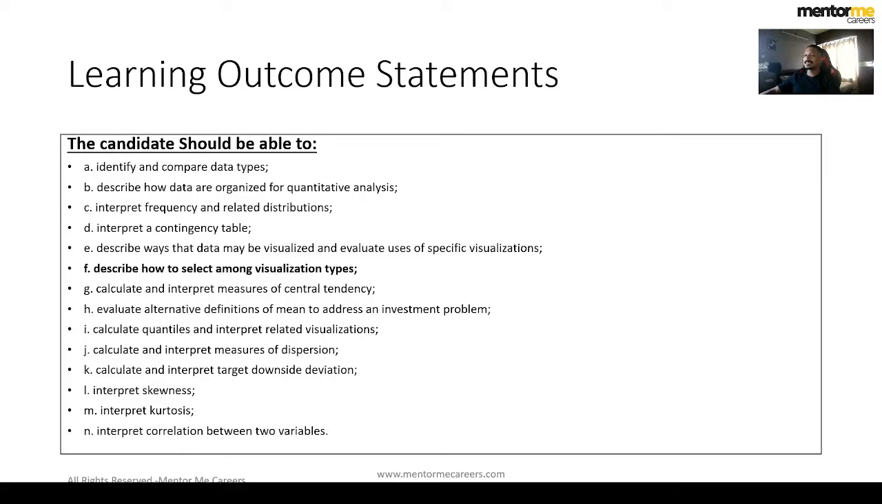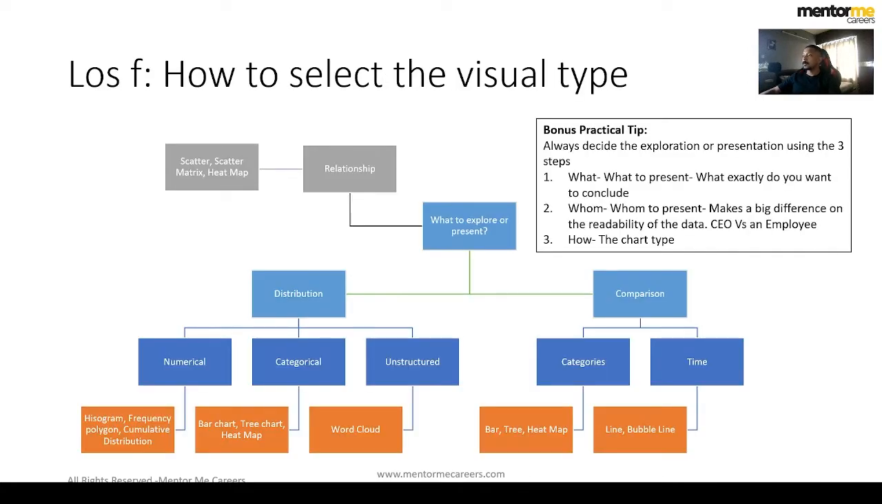So I think that much is enough. Now let's move into the same LOS which I was talking about. How do you select a visualization type, right? Although the CFA curriculum has given a certain flowchart, you can't really remember the flowchart all the time. So in a practical sense, all you need to understand is to answer three questions: what is it that you want to present, to whom do you want to present, and how. So the chart type should be the last part, on how. Usually people get confused here because they don't know what to present, and then they just take any chart and present, right? So how is what this flowchart is going to answer.